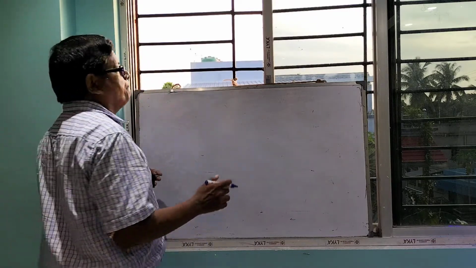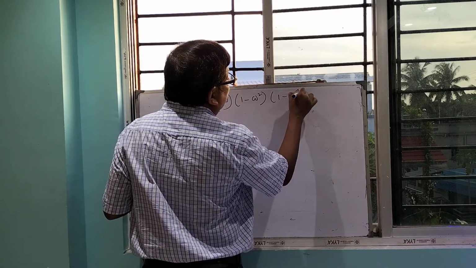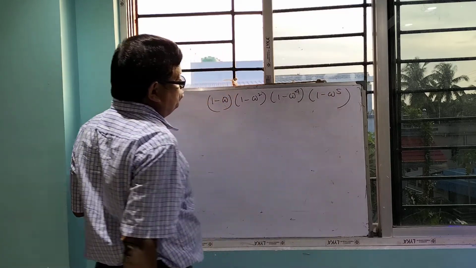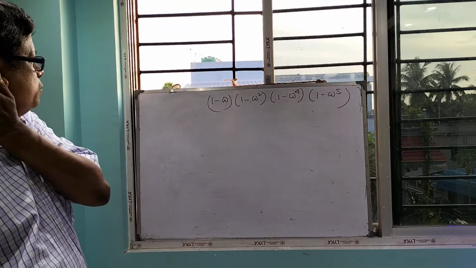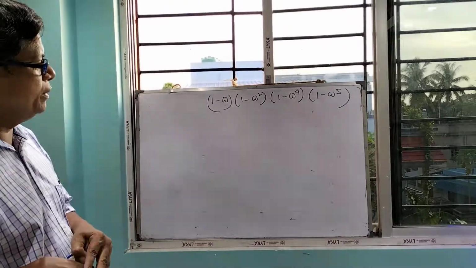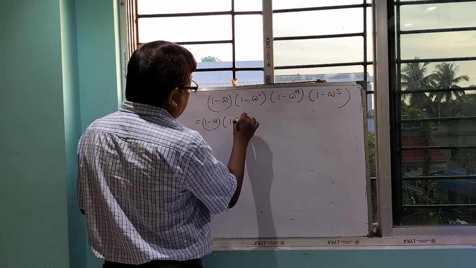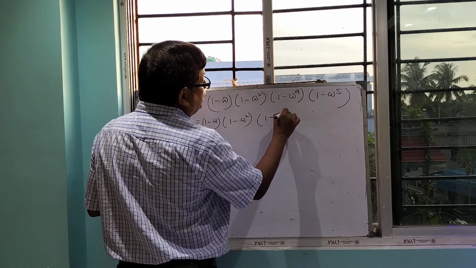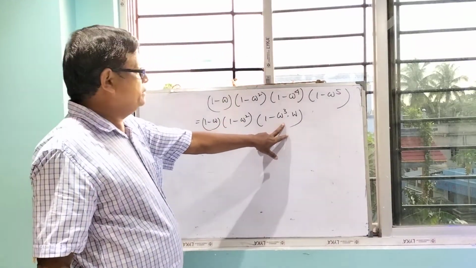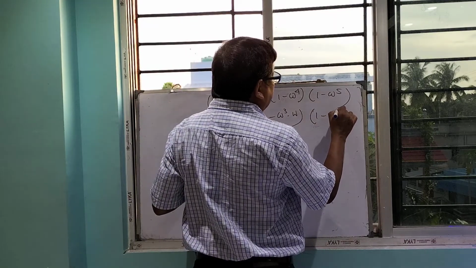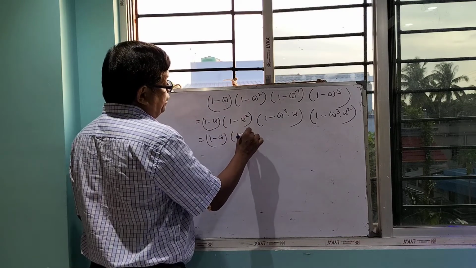Suppose we write (1 minus omega)(1 minus omega square)(1 minus omega 4)(1 minus omega 5). What is the value? So write (1 minus omega)(1 minus omega square). Then 1 minus omega cube into omega can be written, and 1 minus omega cube into omega square. Now (1 minus omega)(1 minus omega square).